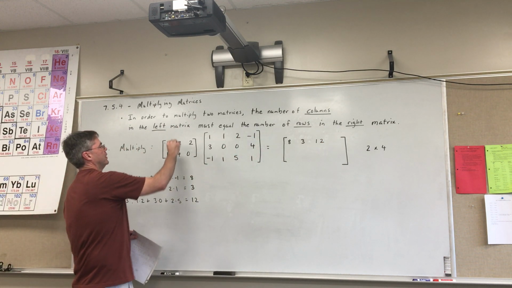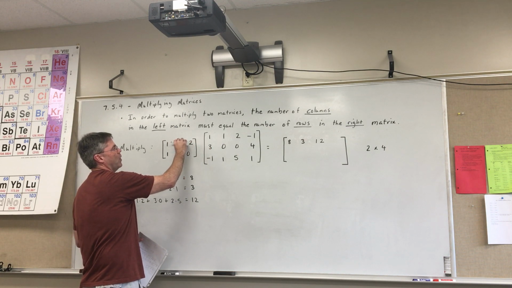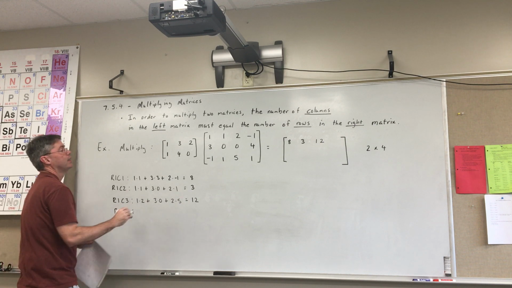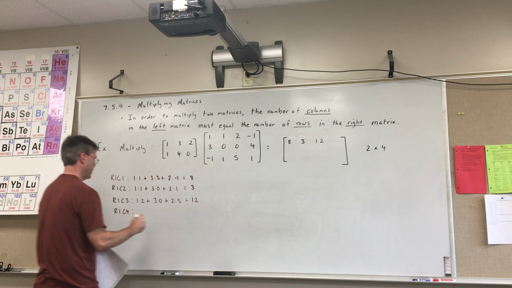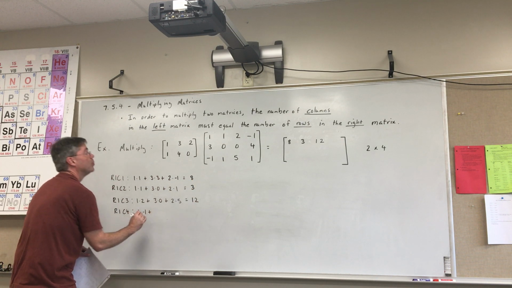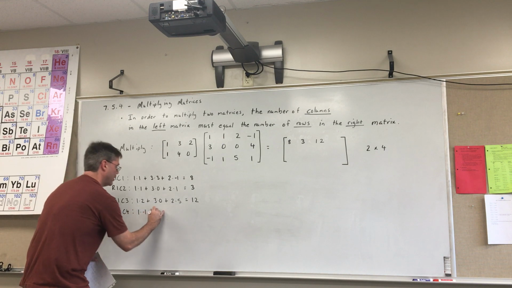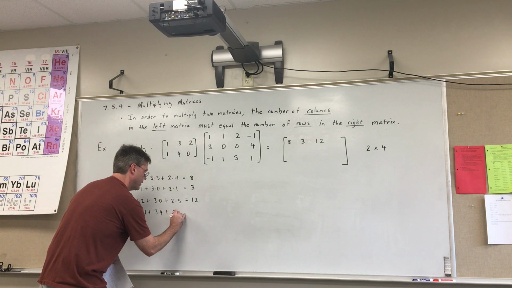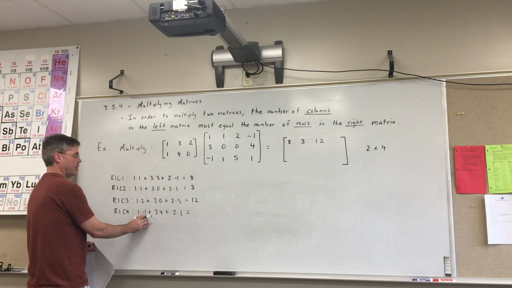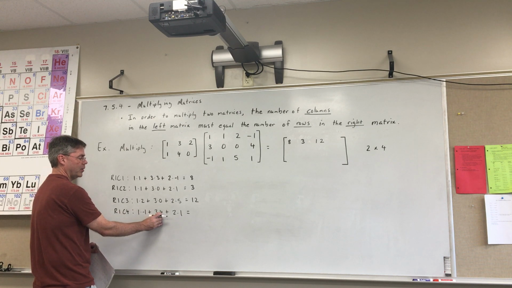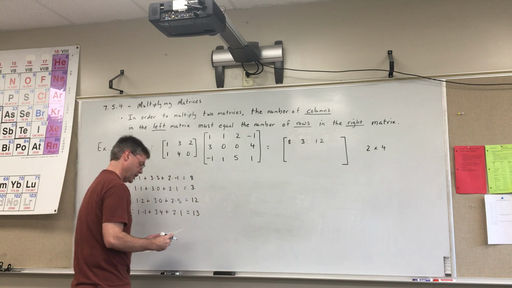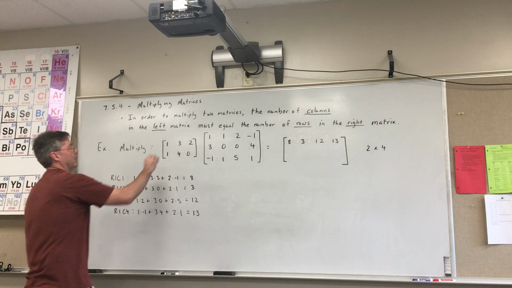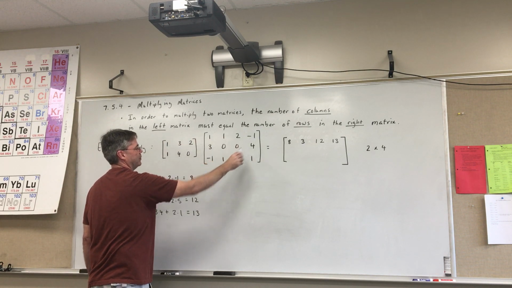And then finally, for the top row, row 1 times column 4. So that'll be 1 times negative 1 plus 3 times 4 plus 2 times 1. So negative 1 plus 12, that's 11, plus 2, which is 13. All right, so we're half done. Again, that was row 1 times each column.